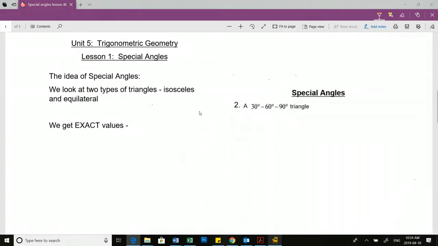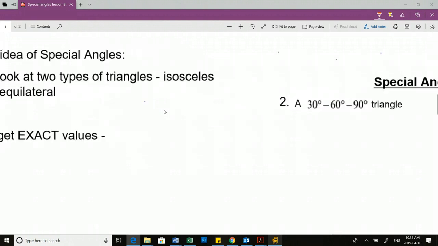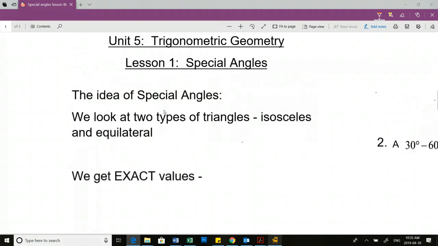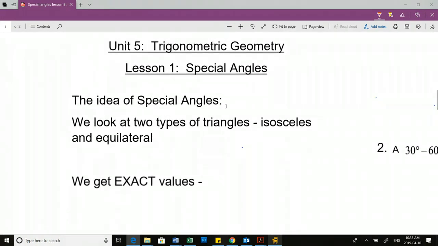All right, so in grade 11, we are going to look at the idea of special angles, which come from two types of important triangles. So if you think back to some of your geometry units in previous math courses, we talked about different types of special triangles. We have isosceles triangles. What are the properties of an isosceles triangle? What makes an isosceles triangle special, Karen?